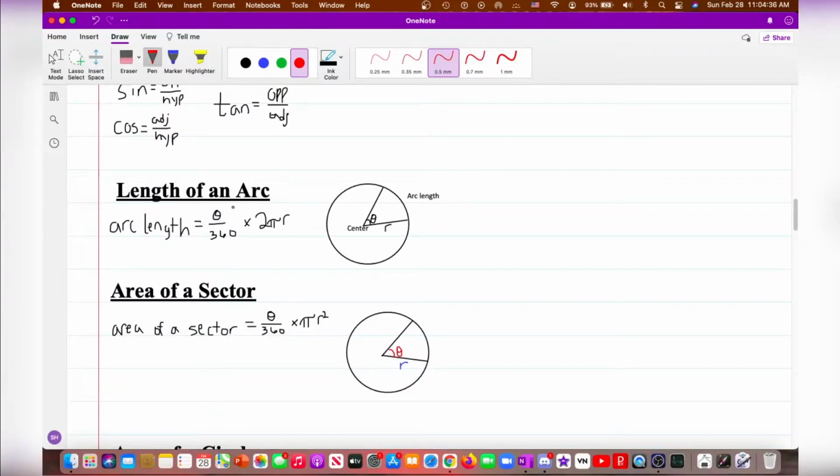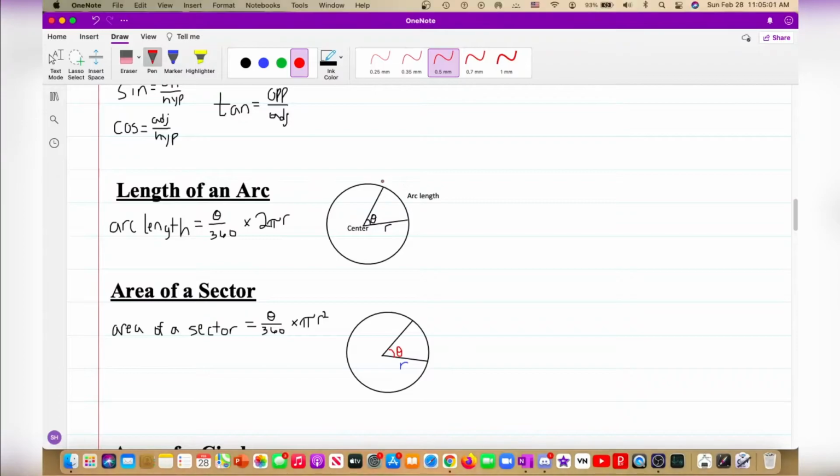Okay, next we have the length of an arc. So arc length equals theta, or the degree value, over 360 times 2 pi r, or the circumference. So here it is. Here's your center. There's your theta angle. So this would be like either 100 degrees, not 50 degrees. This should be given, but you can always work backwards from it. Your radius. Radius is one of the things that you need for this formula to work. And then this is going to be your calculated arc length.